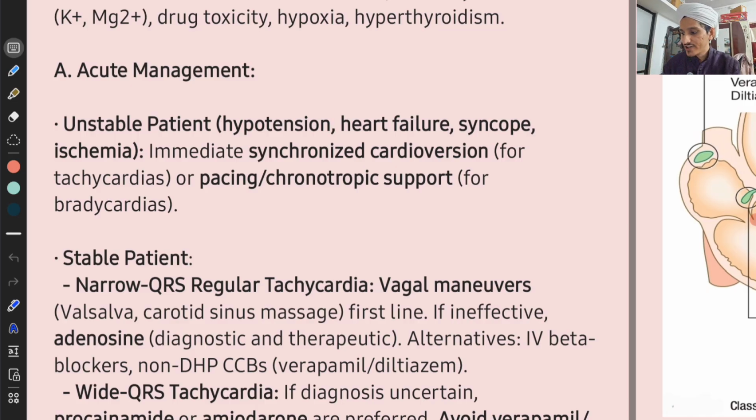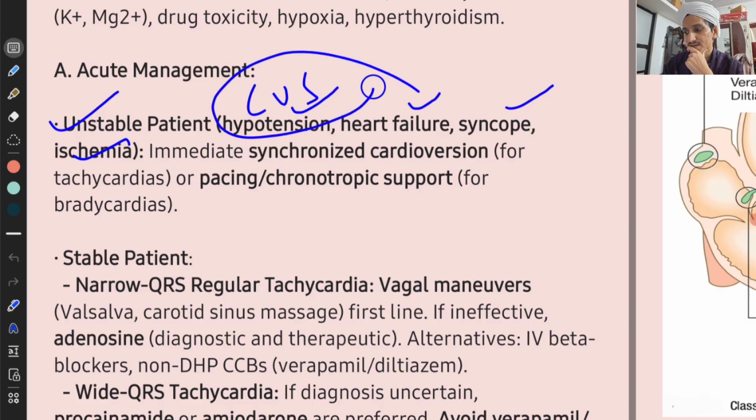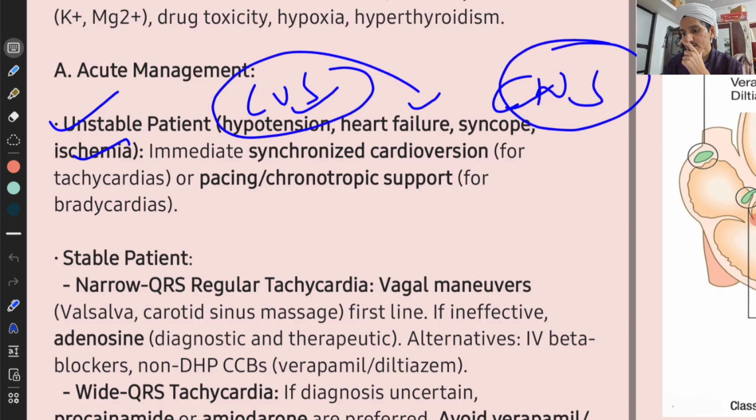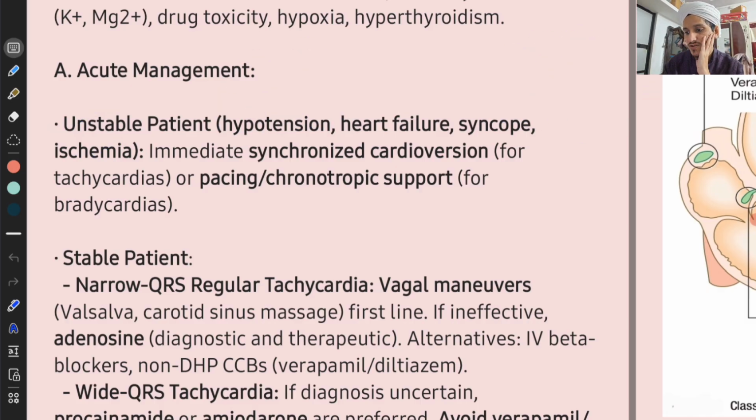What is the acute management? Unstable patient, like if the patient has hypotension, heart failure, also syncope, ischemia. These are CVS symptoms, and syncope is a CNS symptom. So any CVS or CNS symptom, you do synchronized cardioversion. If it is bradycardia, you should do pacing, and chronotropic effect for bradycardia. Temporary pacing, pacemaker you will do.